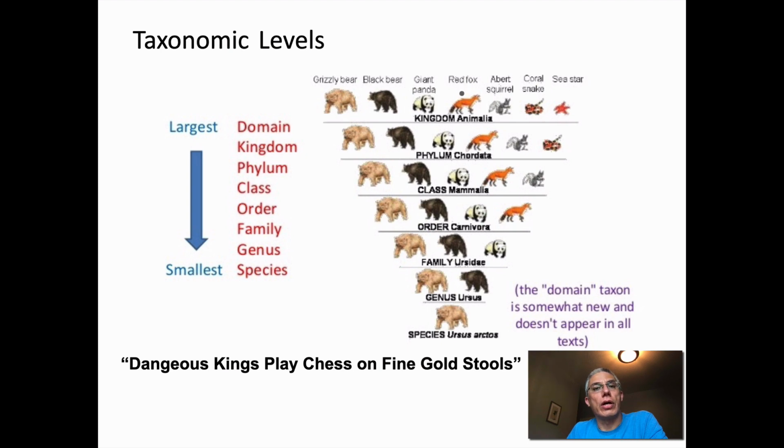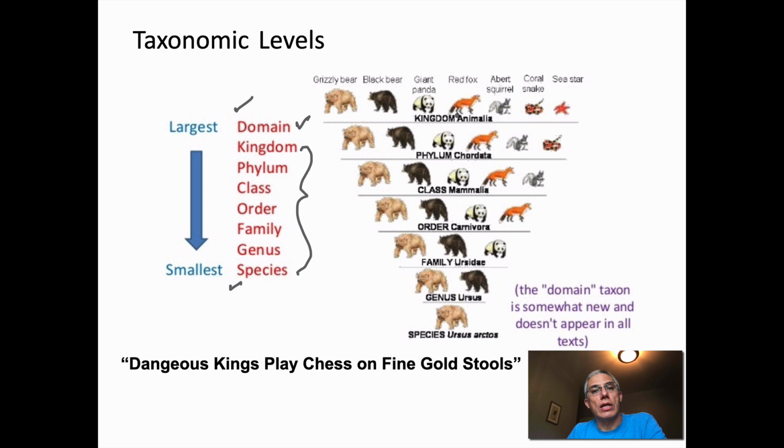And so what you see on the far right here is we have the grizzly bear, the black bear, the panda, the red fox, the Abert squirrel, the coral snake, and the sea star. And so typically you go from the largest, in other words, the broadest category right here, all the way down to the most refined or the most specific category, which is going to be species at the bottom, so largest to smallest. When I was in school, we did not learn about a category called a domain. So we learned primarily kingdom through species. And this one's actually relatively new and it's just been recently added.